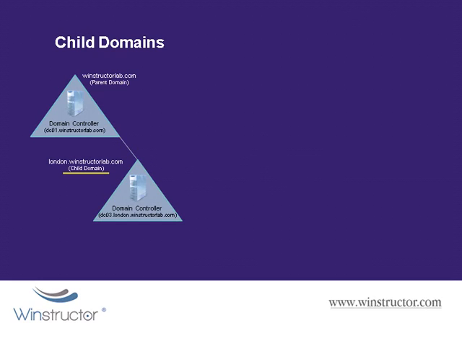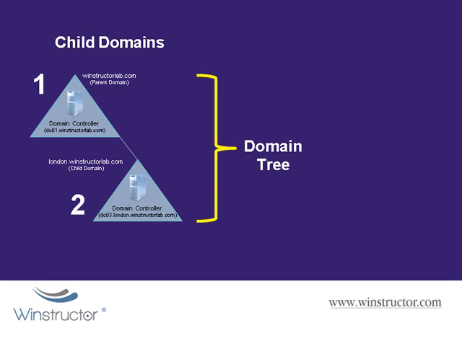And this child domain is going to be called london.winstructorlab.com, and it will be installed on a server called DC03. Now, this entire network consisting of one or more domains, in our case we're going to have two domains, is known as a domain tree. Now, not until we add new domains that don't share a contiguous namespace will it technically become a forest. Well, that depends on who you talk to, really.